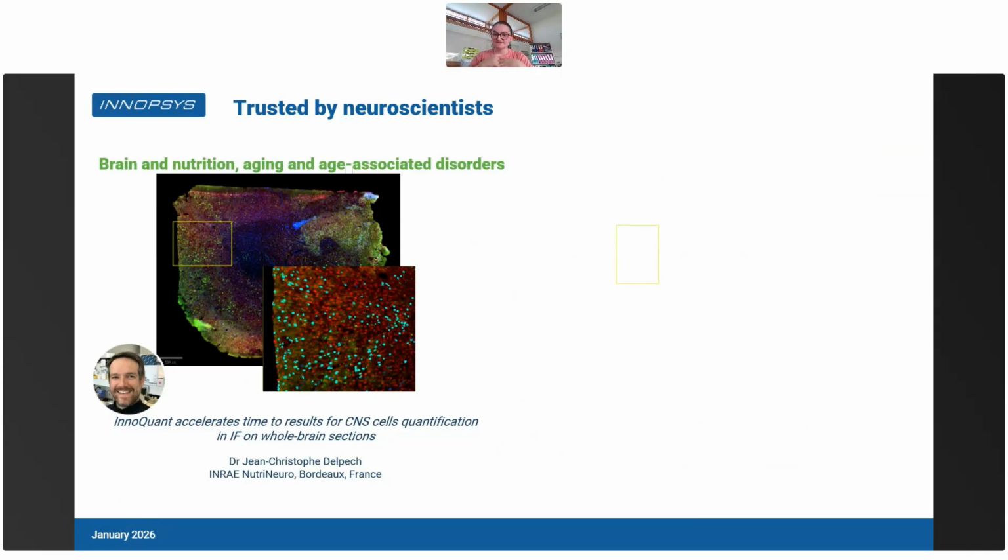on age-associated disorders. And for him, InnoQuant is really the perfect tool for accelerating the time to results for his central nervous system cell quantification, because he can scan in an automated manner all the data, and it takes approximately 10 minutes for a mouse brain to be scanned with the 4 colors at the same time. So for him, compared to using a widefield microscope, it was really faster, and he really appreciates it.